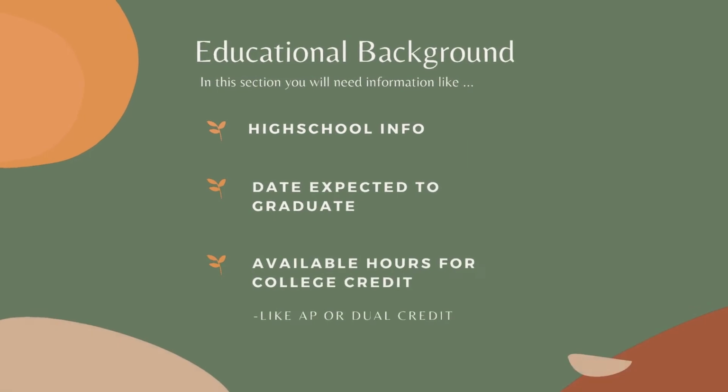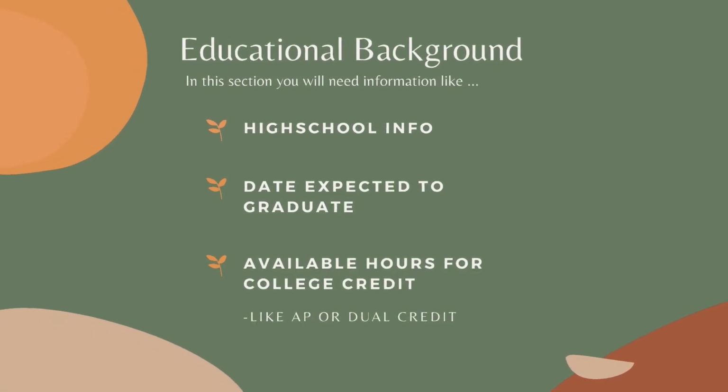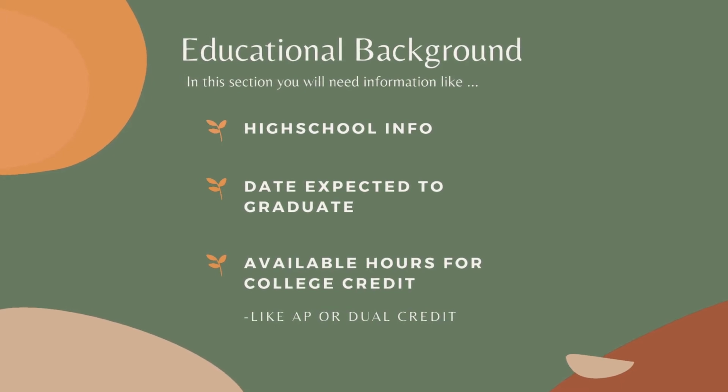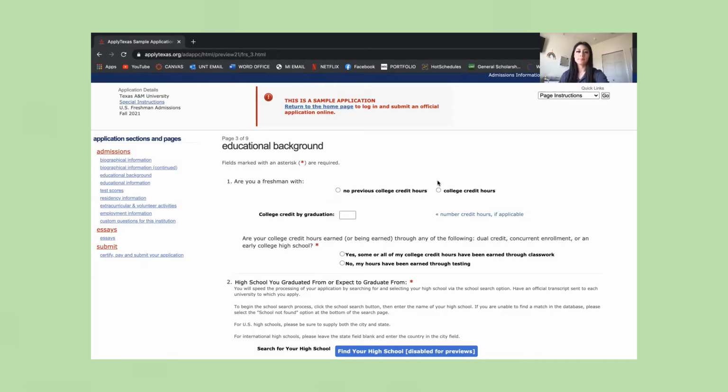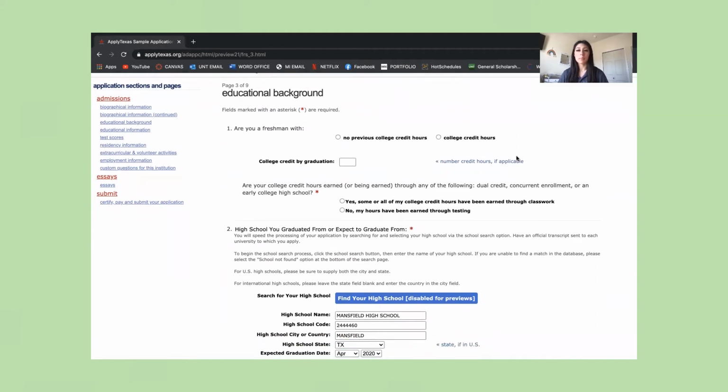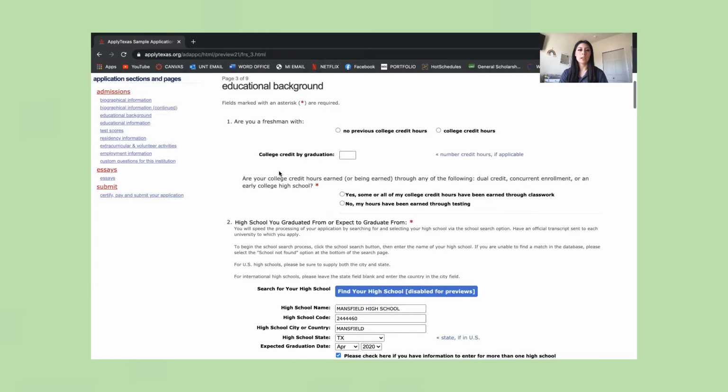Next, we have the educational background, and in this section, you will need information like your high school information, date expected to graduate, and available college credit hours for students who have taken the test, or also dual credit as well. So as we can see, the first question pertains to whether you're going to be a freshman in college with college credit hours or without, you will have to put in that information. And here you pretty much have to see how much credit you have going into college, and you will go ahead and put that in here.